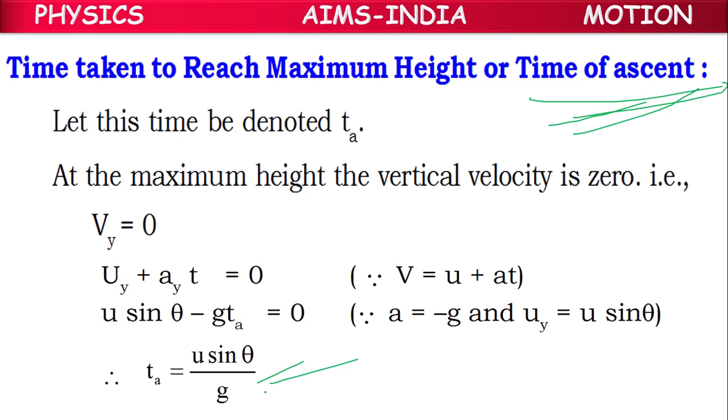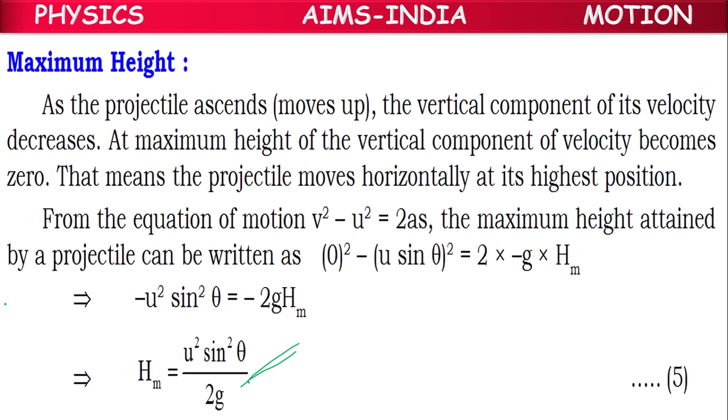Before that, time of ascent is equal to time of descent, and time of flight is 2 times time of ascent, 2u sin theta by g. So altogether we have got 4 formulas: time of ascent 1, time of descent 2, time of flight 3, and maximum height 4. So for the oblique projectile, 4 equations we have got.